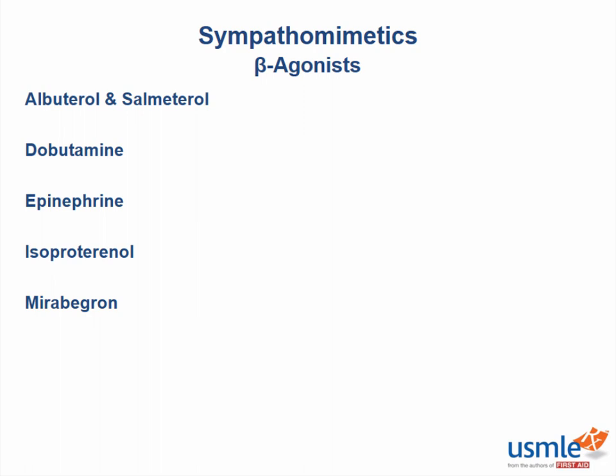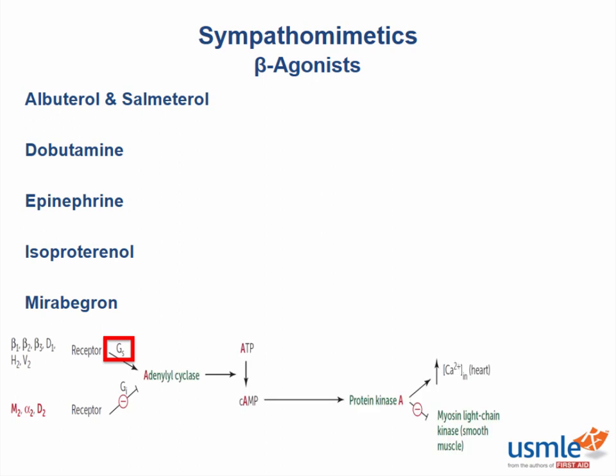Do you remember from our lecture on G proteins, which G protein is coupled to all beta receptors? That's right, Gs. And what intracellular process occurs after stimulating our beta receptors? Again, this is a super high yield pathway that you must know. The G protein subunit, Gs, leads to the activation of adenylyl cyclase, which converts ATP into cyclic AMP. Cyclic AMP then goes on to activate protein kinase A.